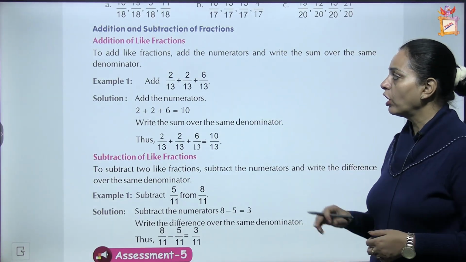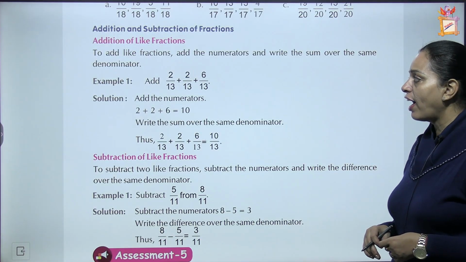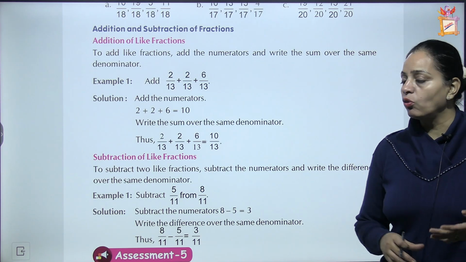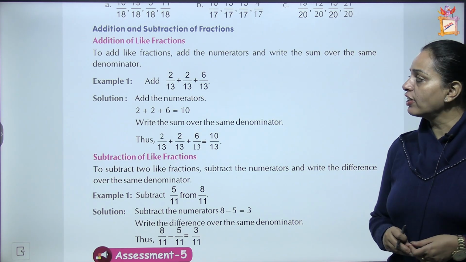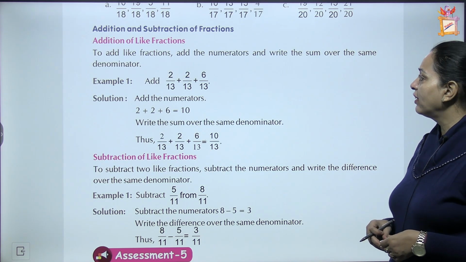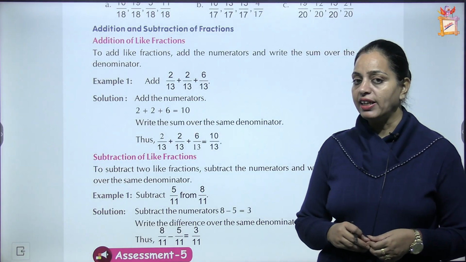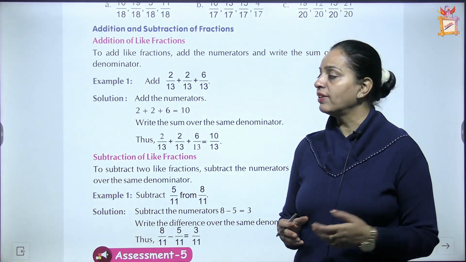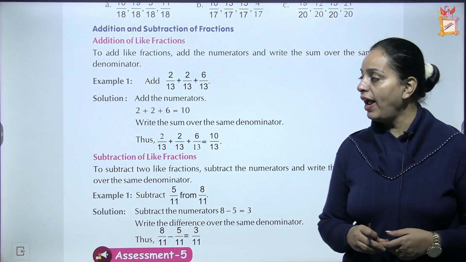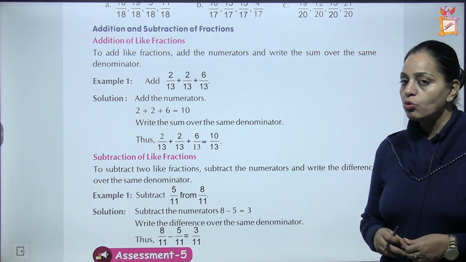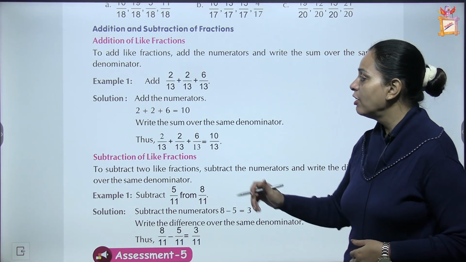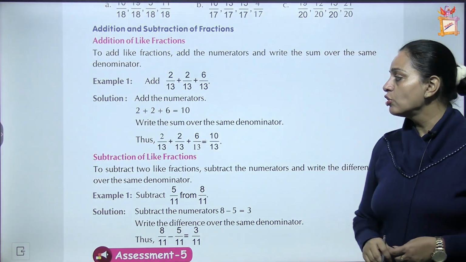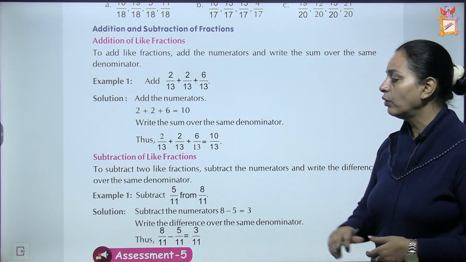Now the next we are talking about addition and subtraction of fractions. So first we are talking of addition of like fractions. So very simple. To add like fraction, add the numerators and write the sum over the same denominator. हमने सिर्फ numerators को add करना है. Denominator is same. See example 1. Add 2 by 13 plus 2 by 13 plus 6 by 13. So add numerators 2 plus 2 plus 6, that is 10. So answer is 10 upon 13.